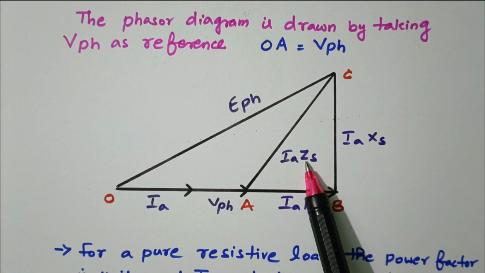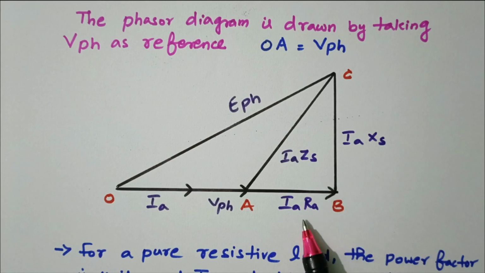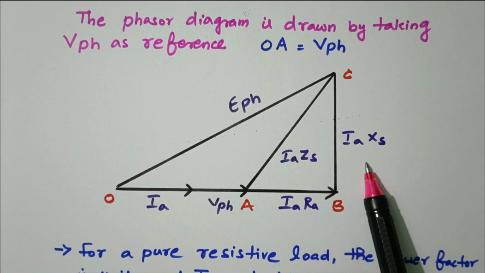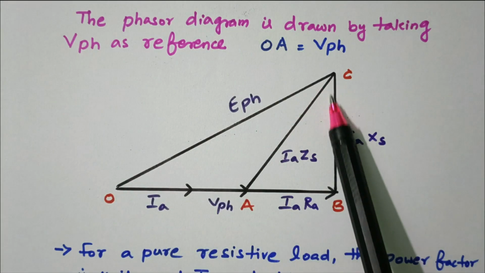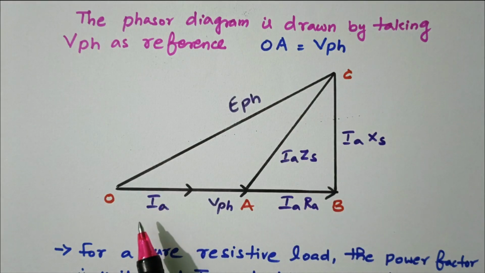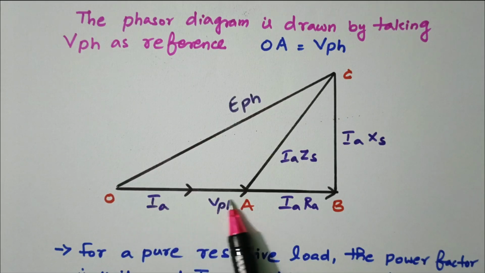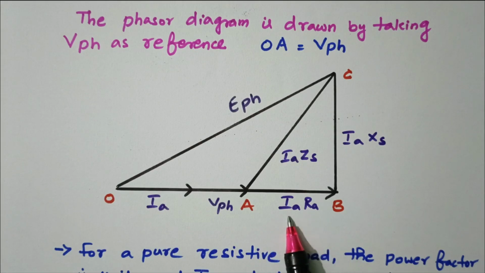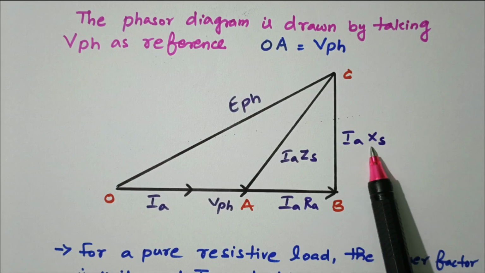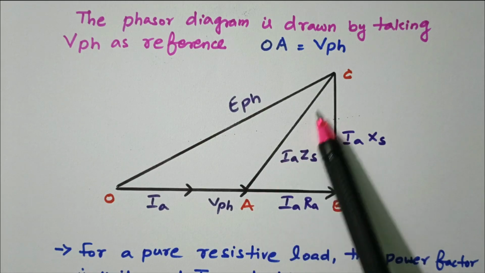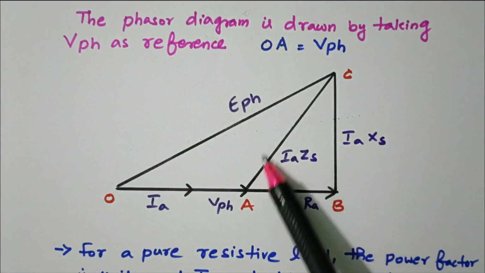Synchronous impedance drop is nothing but the armature resistance drop and armature reactance drop. That is, we know that the sum of RA and XS is nothing but ZS. So in this triangle, we can easily see that V phase and I phase are in phase with each other, because of unity power factor. This AB is nothing but IA RA. BC is nothing but IA XS. The sum of these two is IA ZS, that is AC. Right? So these are all the quantities.